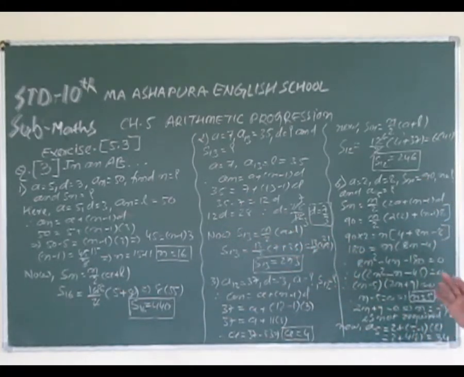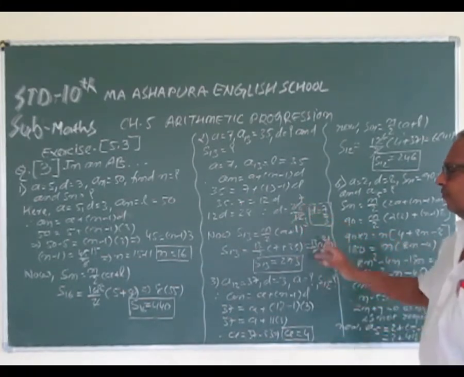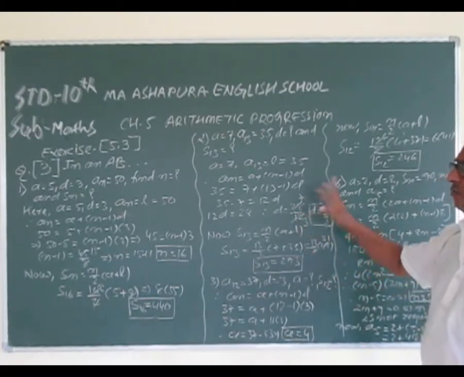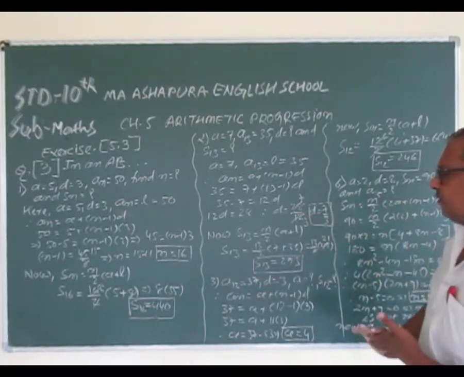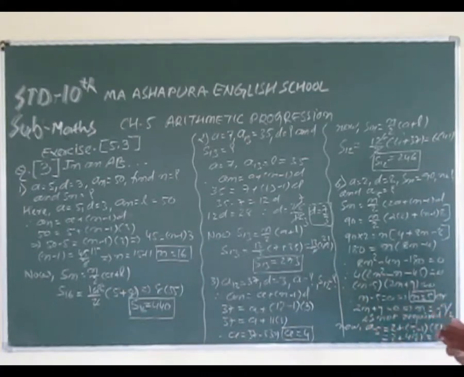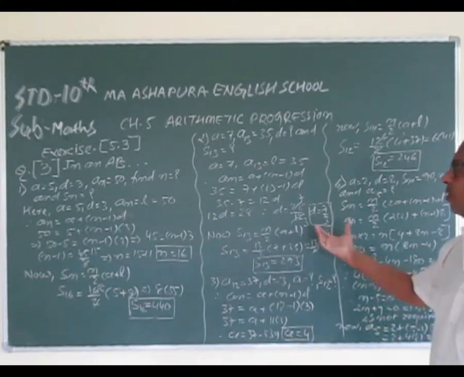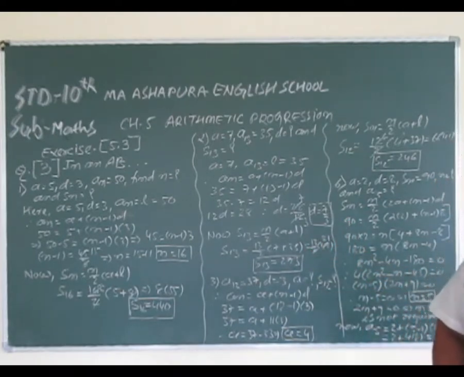Now divided 12 by both the sides, and finally we get d is equal to 28 by 12. Here 4 3s are 12 and 4 7s are 28. So finally we get d is equal to 7 by 3. 4 is the common factor which is cancelled out here. So we find the common difference, d is equal to 7 by 3.